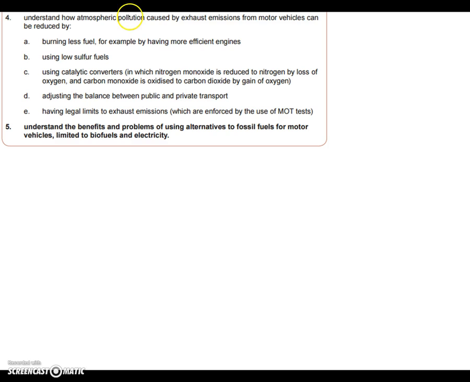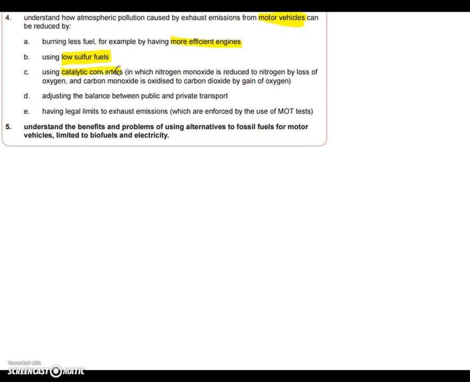Ways that we can reduce atmospheric pollution from motor vehicles, so this is obviously something that everyone can make an impact on with their own particular vehicles. So you guys, when you're driving cars in 3 or 4 years time, burning less fuel. So if you've got a more efficient engine, so the modern engines can be up to 2 or 3 times more efficient than something from 10 years ago, and so simply put, you get more miles per litre. If you use low sulfur fuels, which most fuels these days are low sulfur, you can't really buy high sulfur fuels, obviously will reduce the amount of sulfur dioxide being produced.